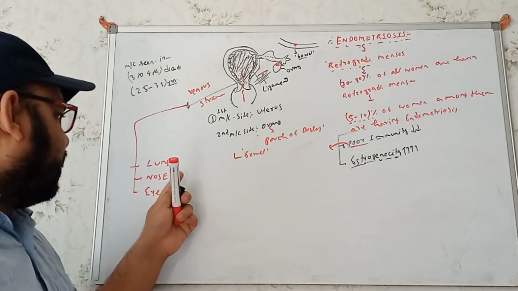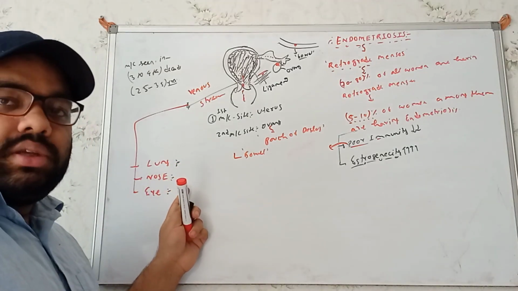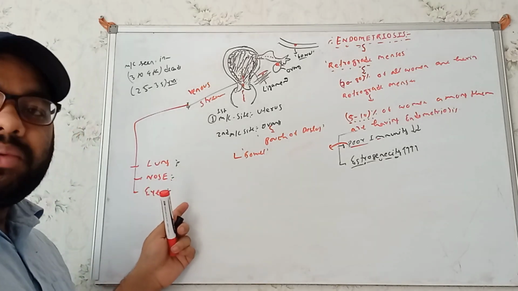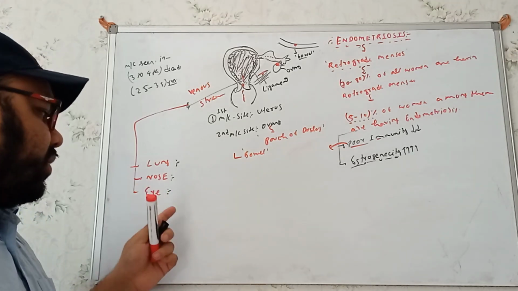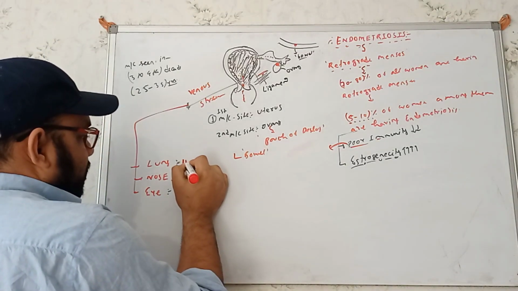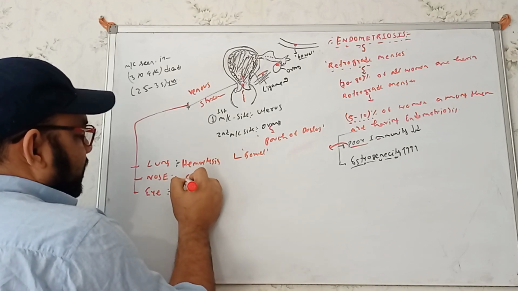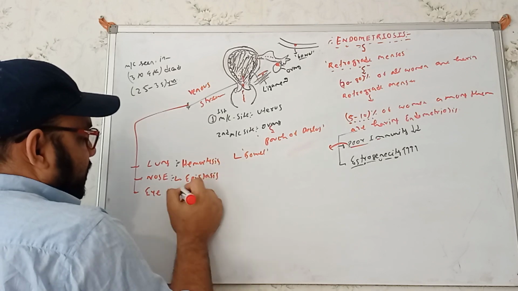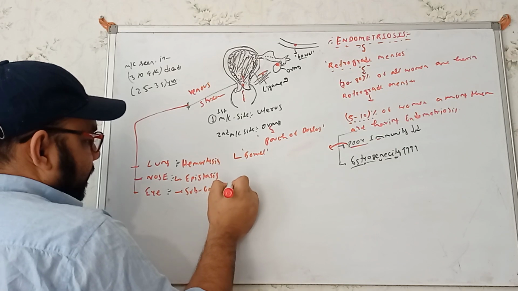Whenever we see periodic bleeding within the lungs, that will cause hemoptysis. Bleeding within the nose will cause epistaxis. Bleeding within the eye will cause subconjunctival hemorrhage. So, what did I say? In these cases, we'll get hemoptysis. In these cases, we'll see epistaxis. And in these cases, we'll see subconjunctival hemorrhage.